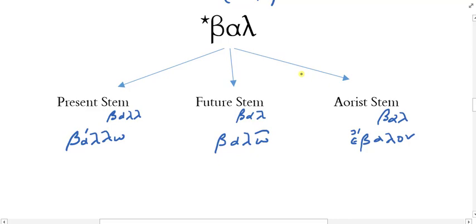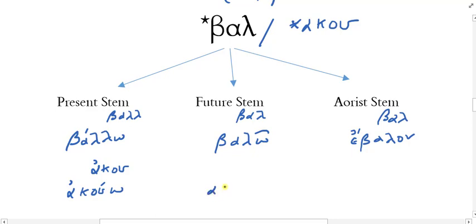What I'll do is I'll use this spot. So what is the real root of akouo? It's aku. All right? So what is the present form? It's akouo, like that. So what do you think the present stem is? That's right. It's aku. The future is akouso, like that. What do you think the future stem is? Aku, good. And then the aorist stem.